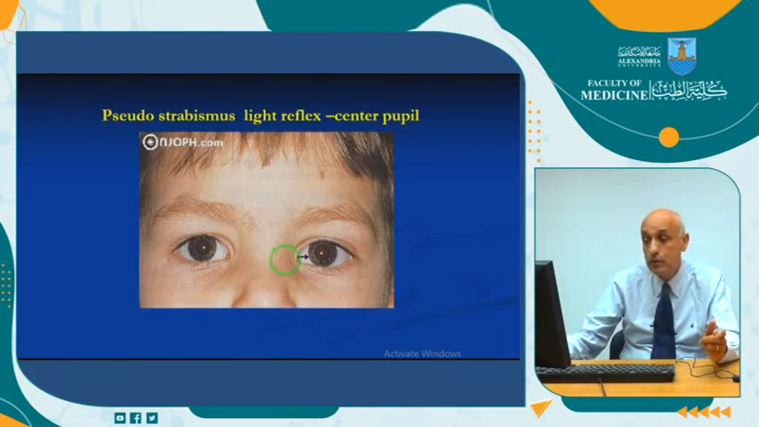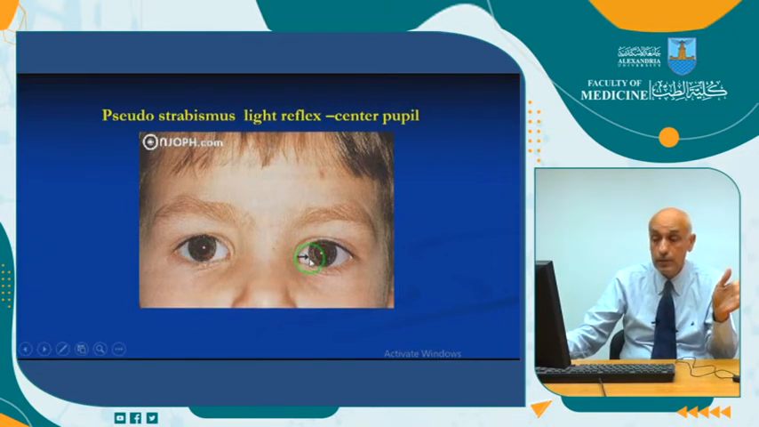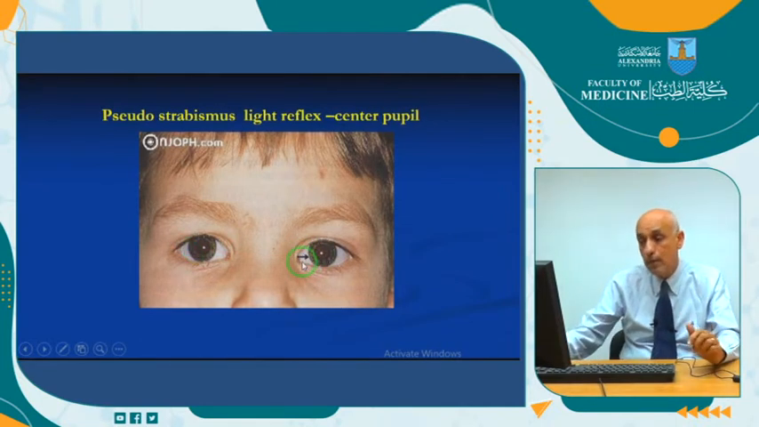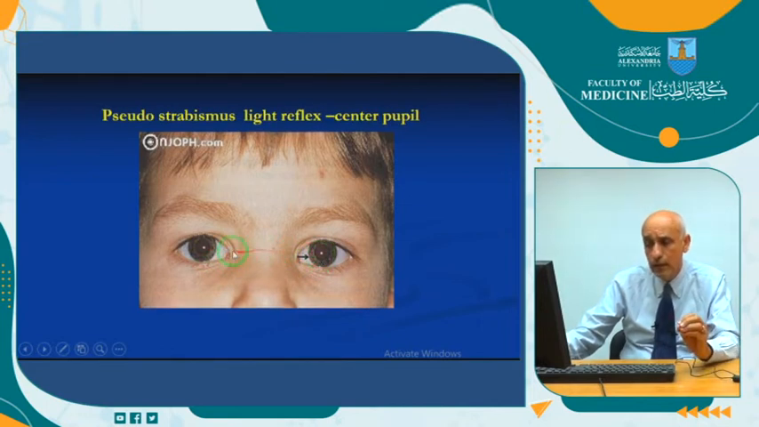Why? Because of this epicanthus, when the child looks to this side, that means to his right side, this eye will move to this side. For the presence of epicanthus, this part will be covered by this fold, contrary to the other side. So the family or the parent will think that this eye is normal and this eye is deviated inward. But if you look at his light reflex, you will find that the light is central on both corneas.